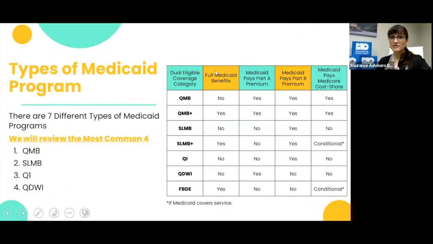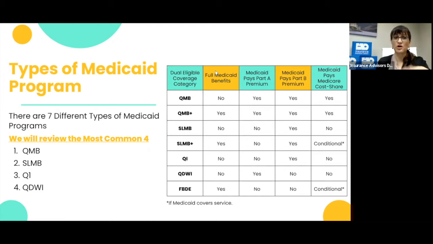So this is one of the charts that I have. These are the types of Medicaid programs. Now, most of your carriers will refer to the top four, right? And you usually see the FBDE, QMB, QMB Plus, and the QI and QDWI. You might see those on some of the plans, but really when you're working with a carrier, the first four, plus the FBDE are the most common that we run into.